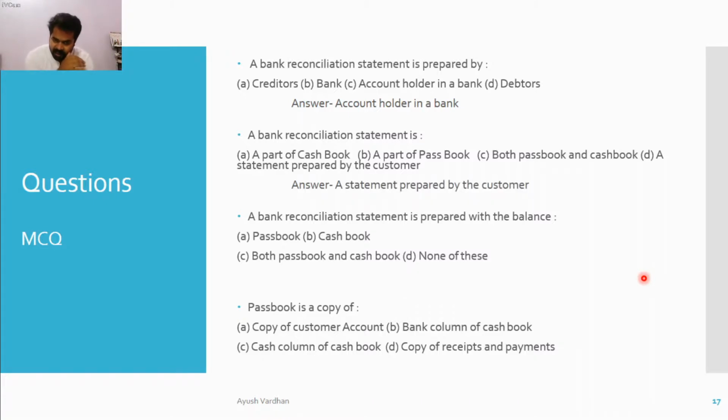Now the next question is, a bank reconciliation statement is prepared with the balance. So, which balances do we use to make the bank reconciliation statement? We take both the passbook and cash book, on the basis of which we make the bank reconciliation statement. That means our answer is C, both passbook and cash book. Another one: passbook is, obviously, a copy of the customer account made by the bank.